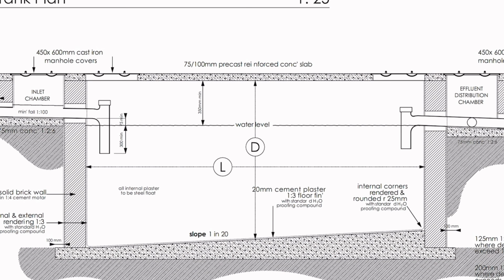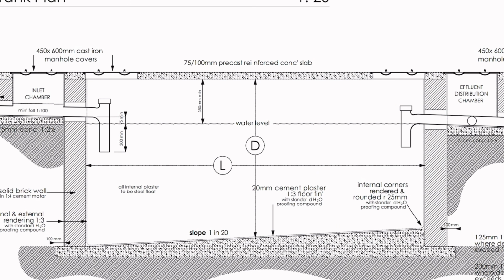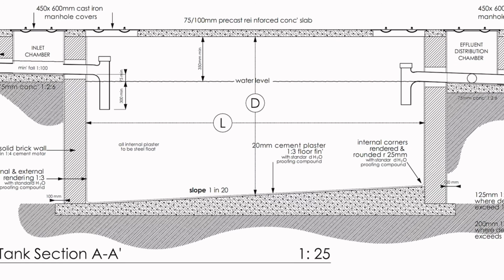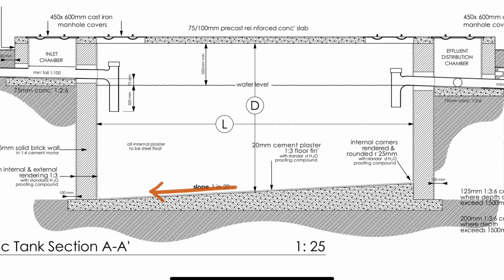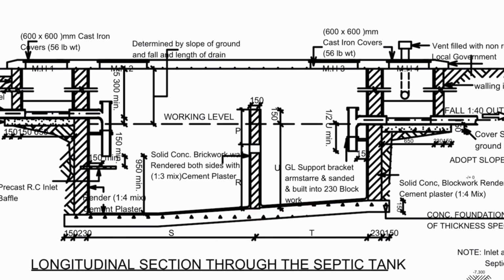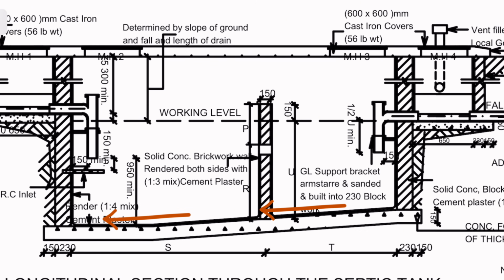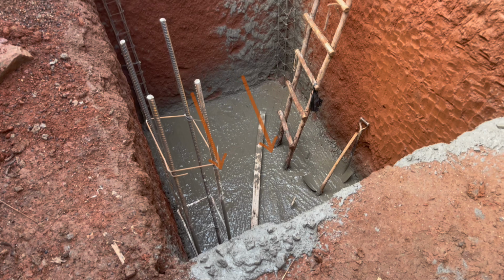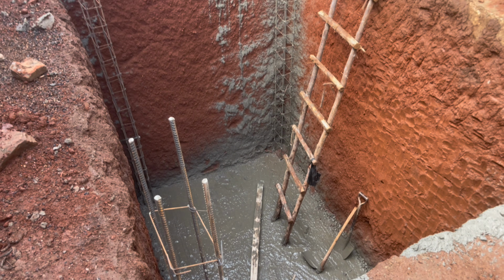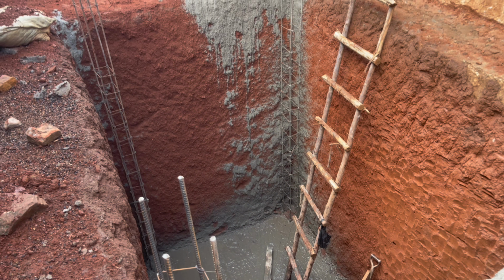When building these septic tanks, you also have to ensure that the base or its bottom is sloped. For example, this is a single chamber septic tank. Its base or bottom is sloped, and this is a double chamber septic tank. Its base or bottom is also sloped. And that's what we exactly do physically on ground. We slope the bottom of the pit.